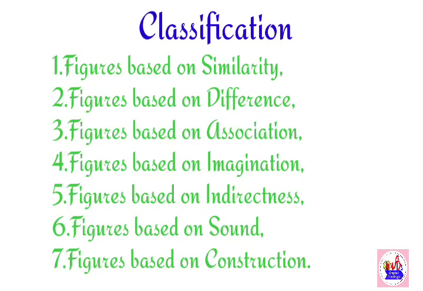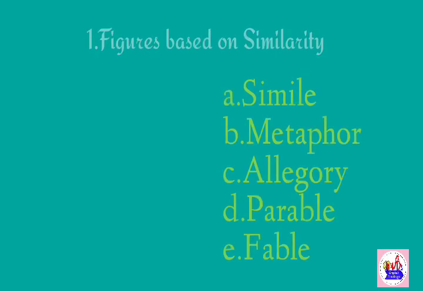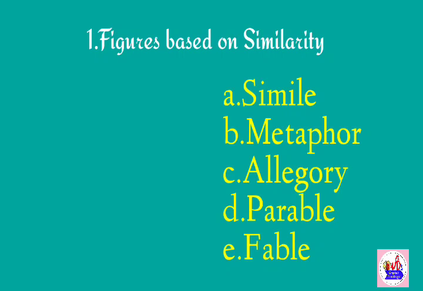First of all, figures based on similarity, then figures based on difference, then figures based on association, fourth, figures based on imagination, fifth, figures based on indirectness, and sixth, figures based on sound, and the last but not the least, figures based on construction. So today we are going to discuss figures based on similarity. These are simile, metaphor, allegory, parable, and fable.